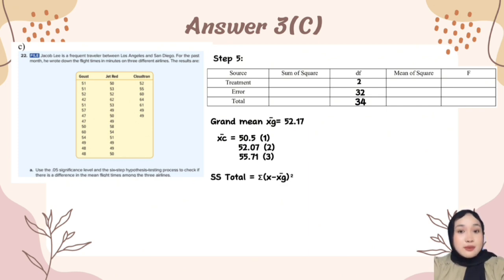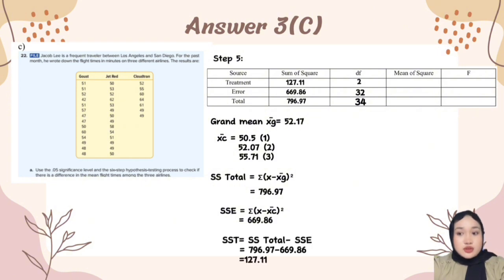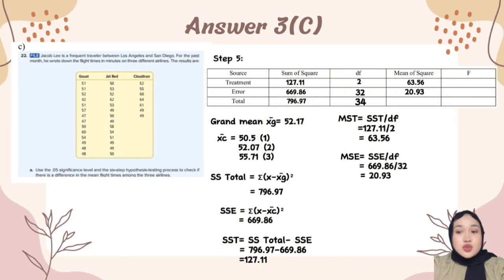Okay, now find the sum of square total. By using the calculator, I got 796.97. Sum of square error, I got 669.86. Find the sum of square treatment by minus sum of square total with sum of square error, and I got 127.11. Then divide sum of square treatment with its degree of freedom to get the mean square of treatment.